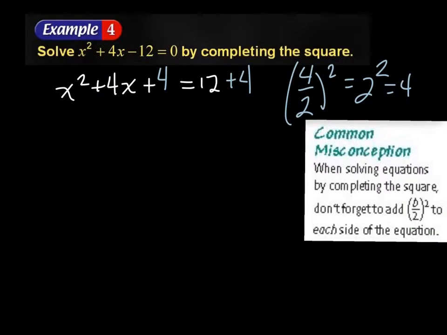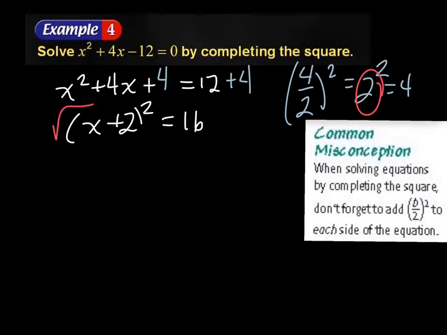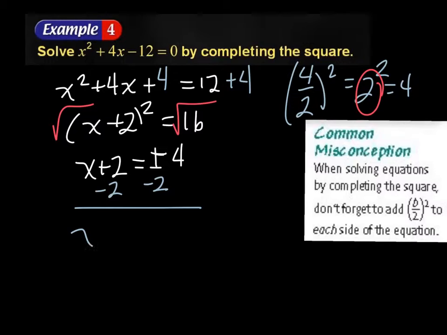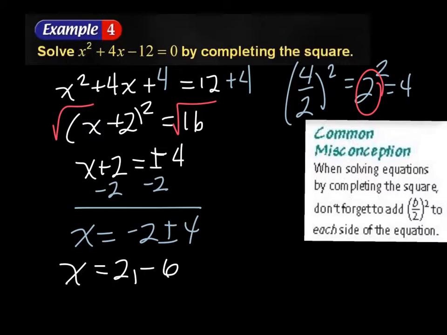Okay, so now we have a perfect square. It would be x plus 2 squared. How do I know it's 2? Because this was a 2. Equals 16. And now conveniently, that's a perfect square as well, so I can take the square root of both sides. So I have x plus 2 equals plus or minus 4. And I can subtract 2 from both sides of the equation. I have x equals negative 2 plus or minus 4. Negative 2 plus 4 is 2, and negative 2 minus 4 is negative 6.